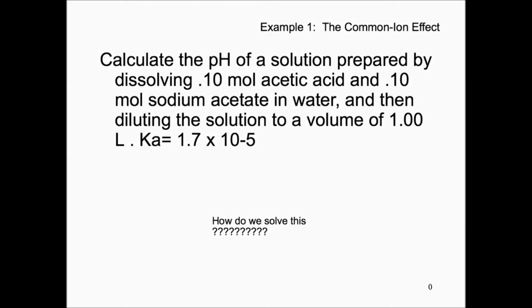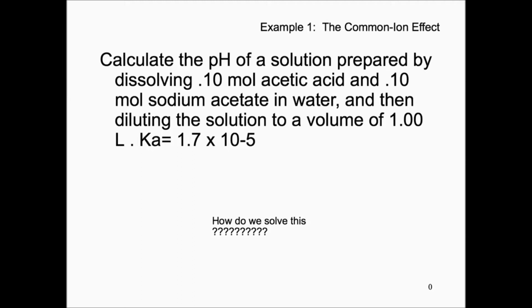I come back to the same question that we asked earlier about calculating the pH of a solution prepared by dissolving 0.10 moles of acetic acid and 0.10 moles of sodium acetate in water, and then diluting the solution to a volume of 1 liter. So how do we solve this?